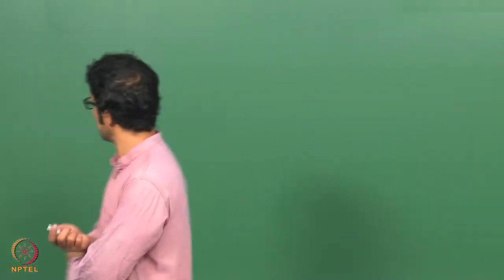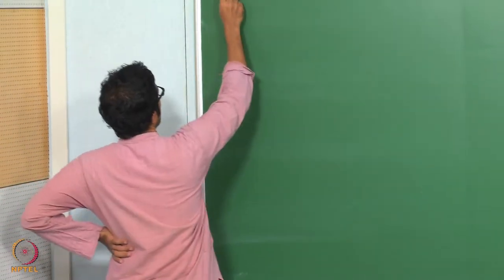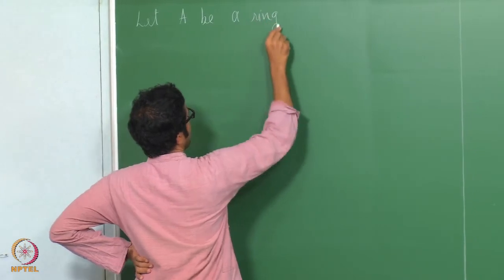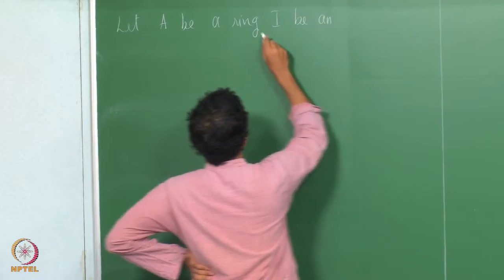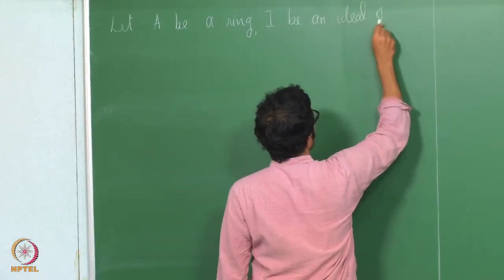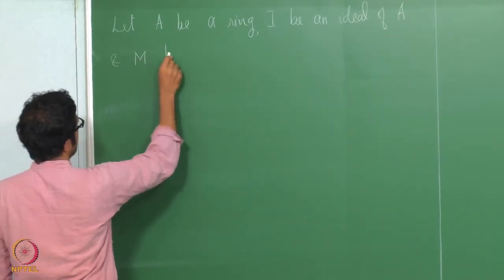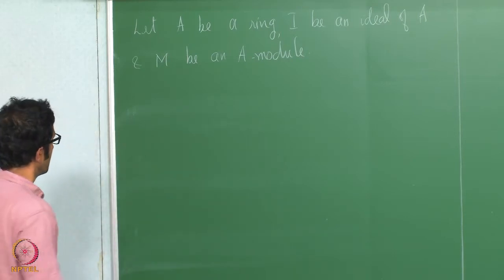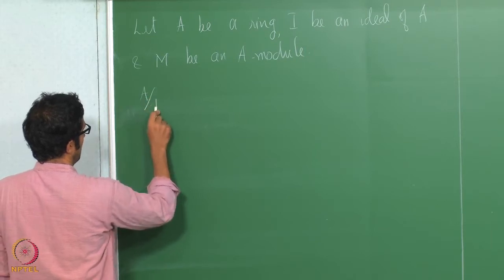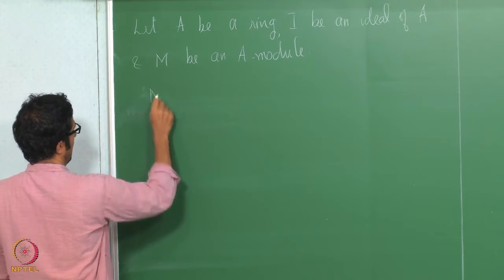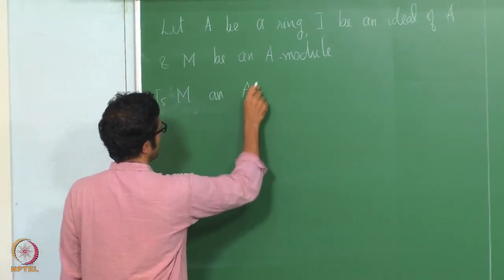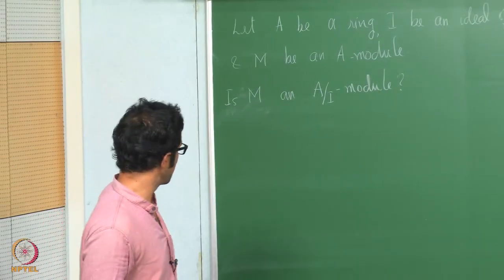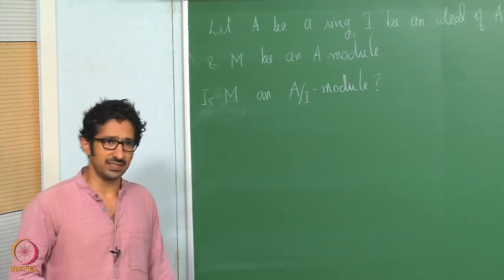So let us begin with the question that we addressed last time. Suppose I have an ideal. Let A be a ring, I be an ideal of A, and M be an A-module. When can we say M is an A/I module? Can we think of M as an A/I module in a natural way?